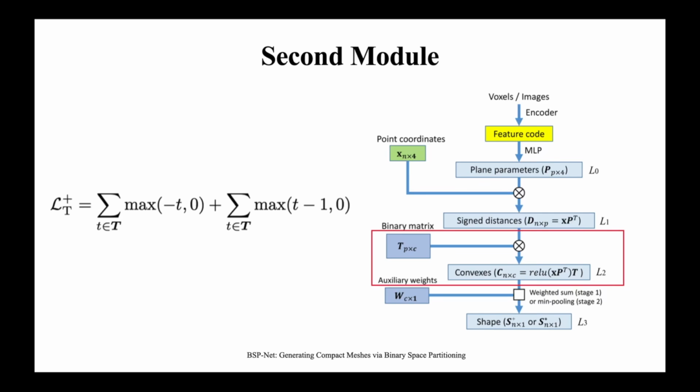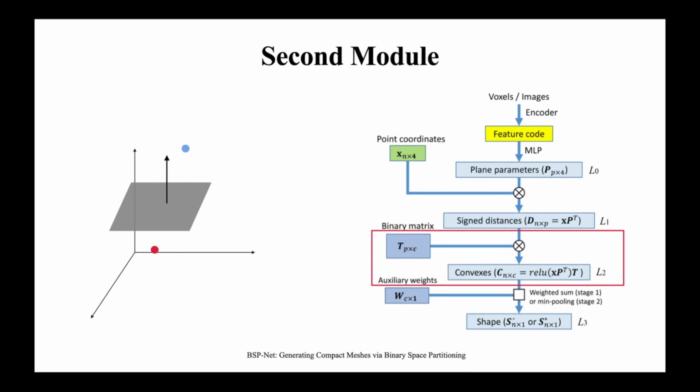Another important contribution of this second module is that it also helps the model learn whether a point is outside or inside a convex set. In the 3D space, if we have a convex, we can set a direction for this convex. So after we set the direction for this convex, then we say that this point is outside this convex and this point is inside this convex.